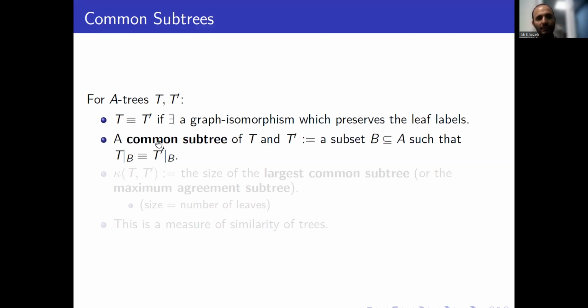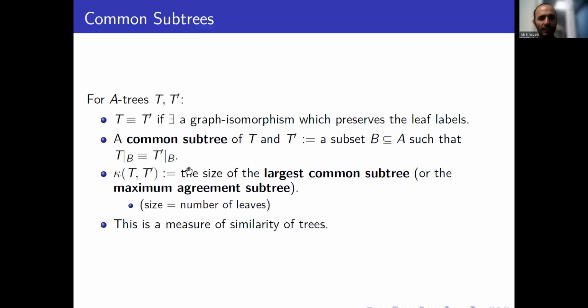We say that a common subtree of T and T prime is a subset of the leaf set such that the induced trees on the subset are isomorphic, as we saw in the picture. We call kappa of T and T prime the size of the largest common subtree. Here, by size, I mean the number of leaves, because only leaves are important for us. We count the number of leaves of the common subtree, and we say this is the size of the tree. And this kappa is a measure of similarity of the two trees.